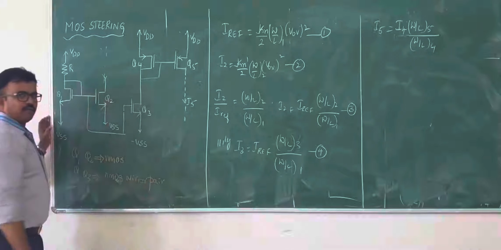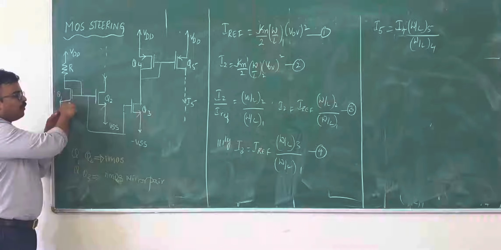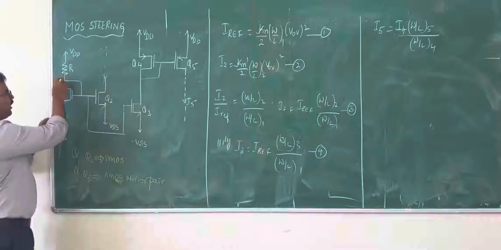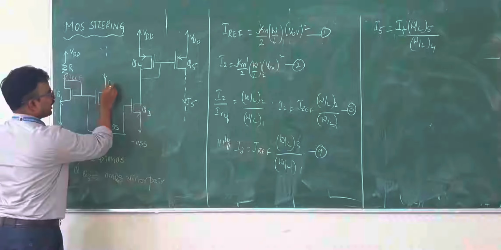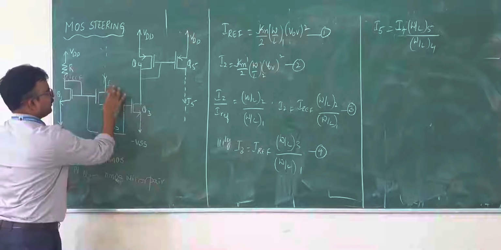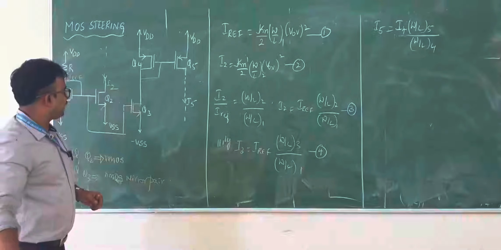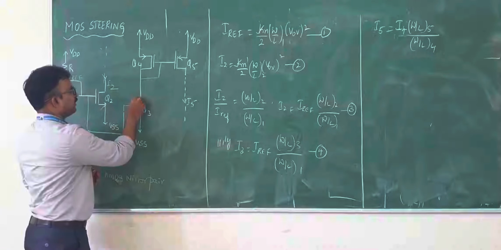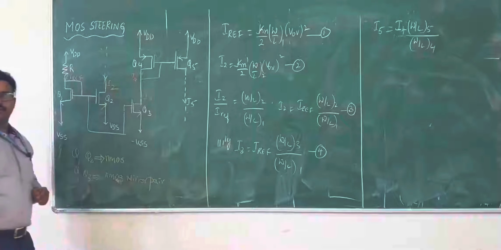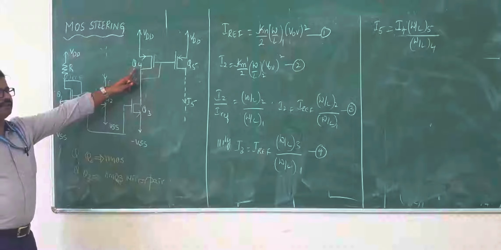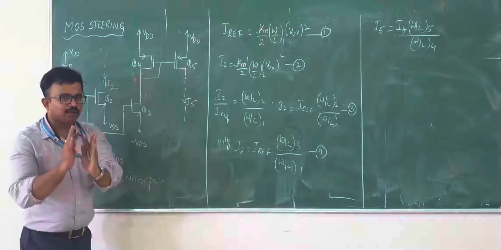Hope you understand. Whenever you are mirroring, you require two transistors. Q1 and Q2 is one mirror pair. Q1 and Q3 is another mirror pair. The current flowing through the Q1 transistor, I call it I reference. The current flowing through the second transistor is I2. Now, in this case, the current flowing through the third transistor is I3. The current flowing through the fourth transistor is I4. The transistor pair Q4 and Q5 is another PMOS current mirror pair.